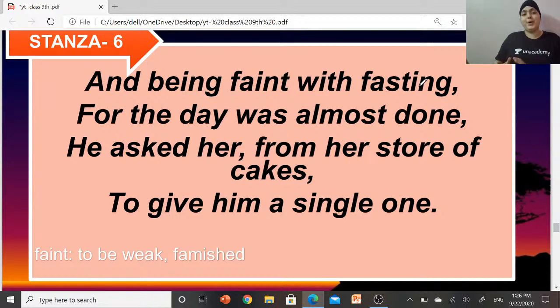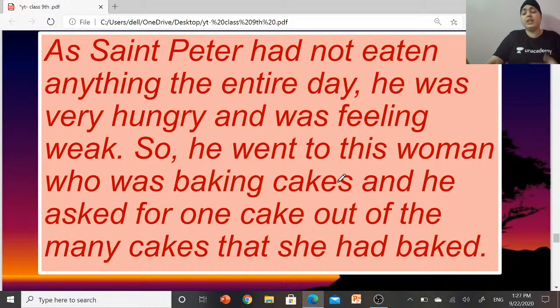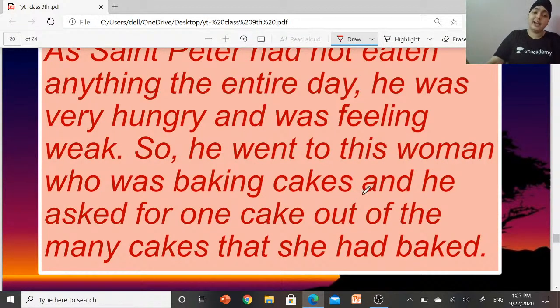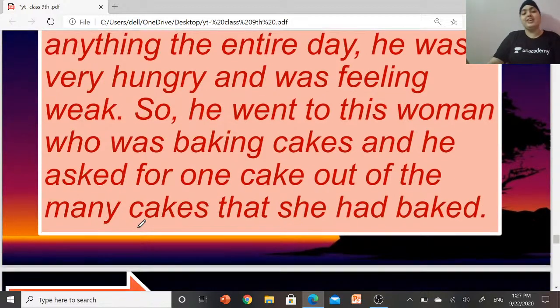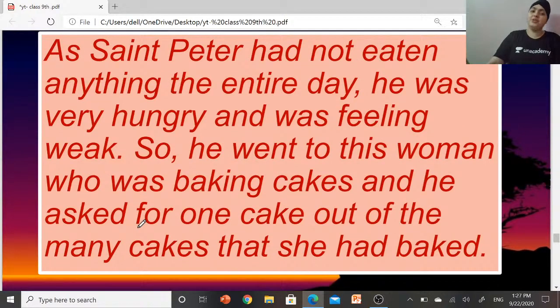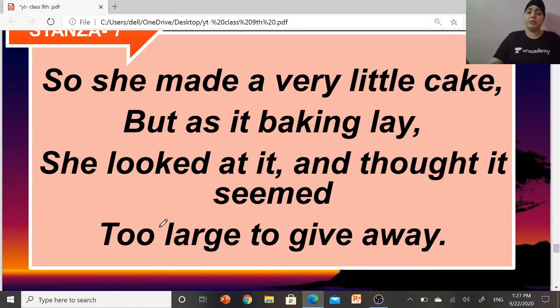Okay, so this is in the sixth stanza. Let me tell you in detail. As Saint Peter had not eaten anything the entire day, why? Because he was fasting. He was very hungry and feeling very weak. So he went to this woman who was baking cakes and asked for one cake out of the many cakes she had baked. So I'm right, Dhruv, I recognize you. Wow. I hope you understood that he asked for a cake because he was feeling very weak and hungry, as he was fasting from the morning.